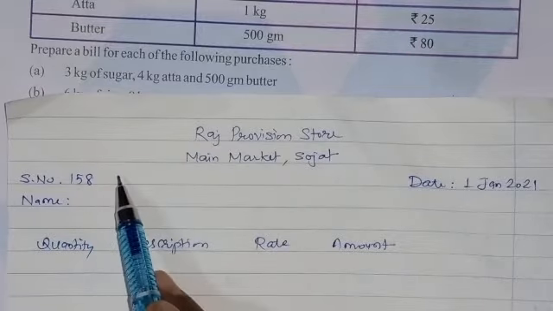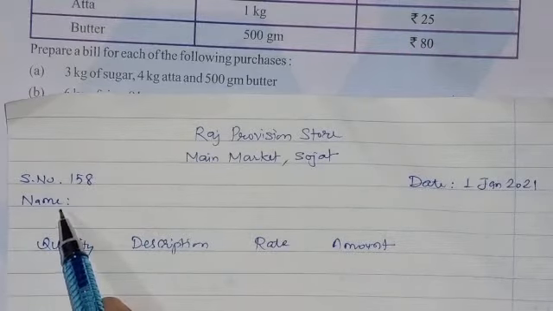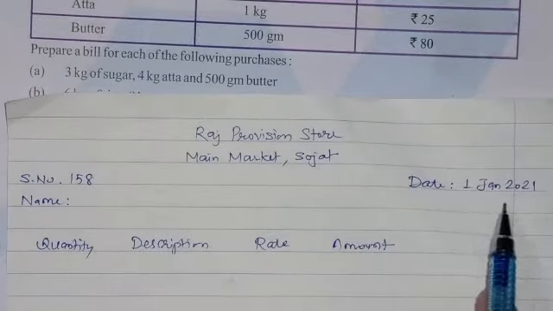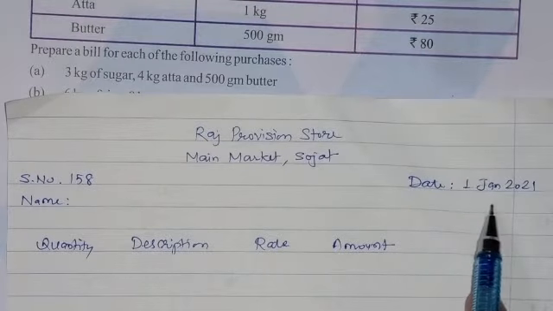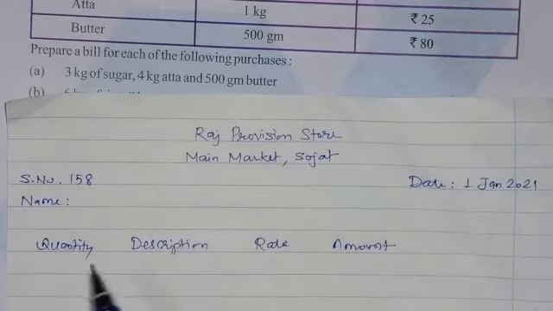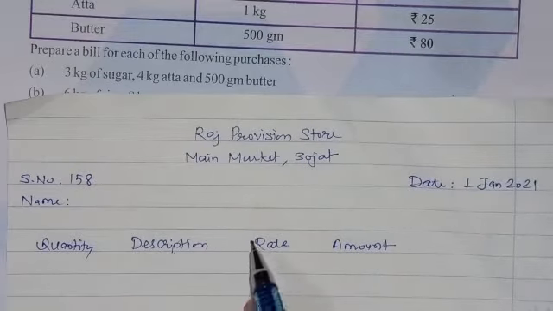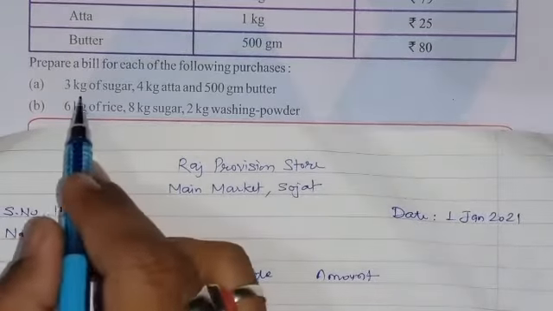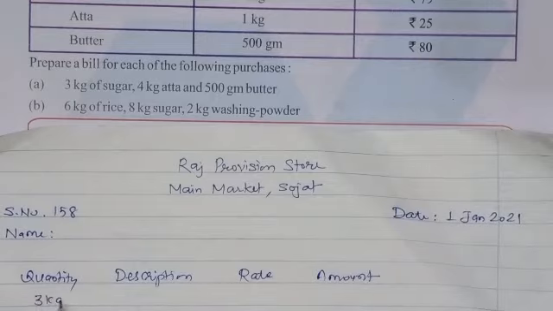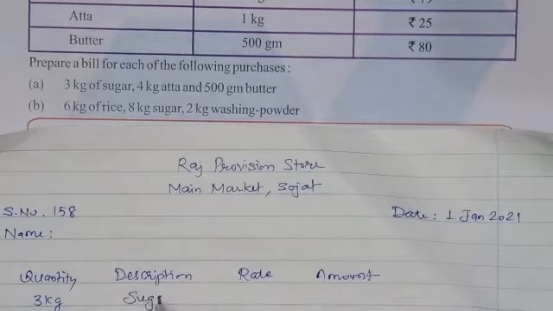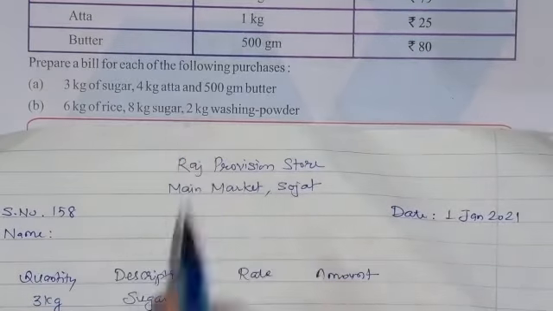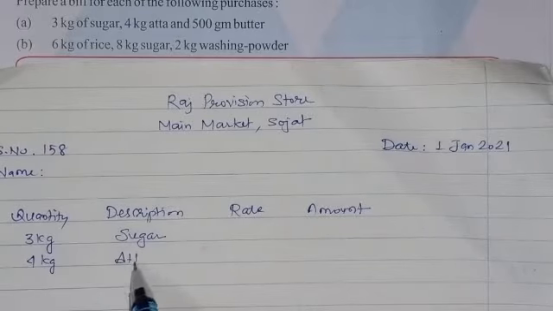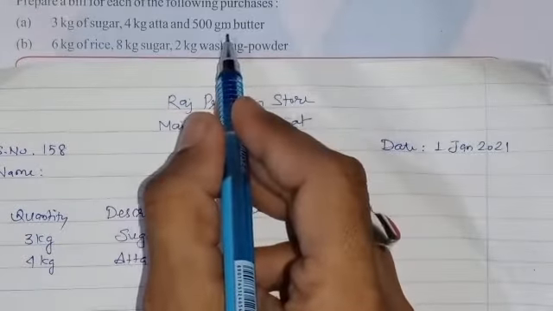This is actually the bill number, and here will be the name of the customer who is going to purchase the items. Here the date of the day when you are going to purchase the items, suppose this is 1st of January 2021, and there will be columns of quantity, description, rate, and amount. So start writing quantity: 3 kg of sugar. So quantity is 3 kg. In description you have to write sugar. 4 kg atta, and 500 gram butter.